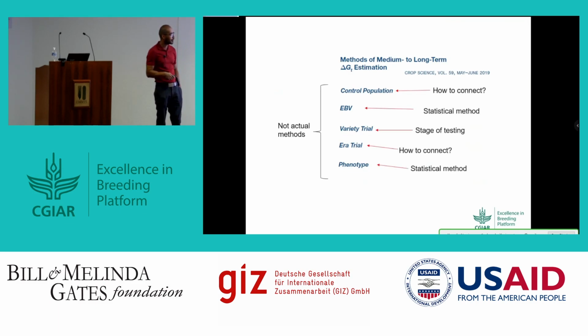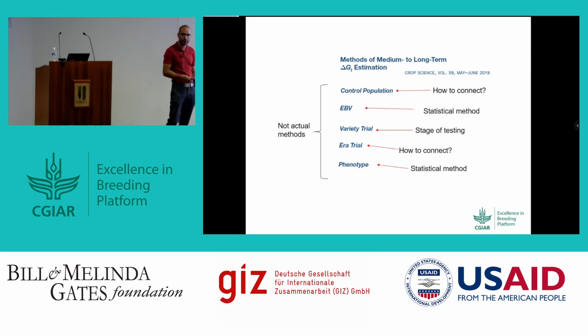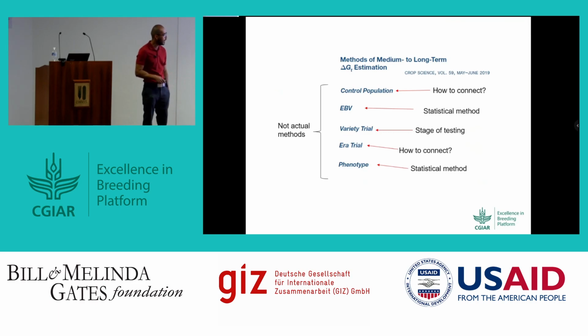For example, when they were talking about control population, this was a way to connect the data, to look at connectivity. EBB was mostly referring to an actual statistical method to calculate genetic gain. When they say variety trial, they were referring to the stage of material that was being used for the calculation. Error trial, they were also referring kind of to the connectivity or the source of the information. And when they say phenotype, they were actually referring to a statistical method. So there were many things mixed in these reviews, so it was difficult to just translate into practical guidelines for you.